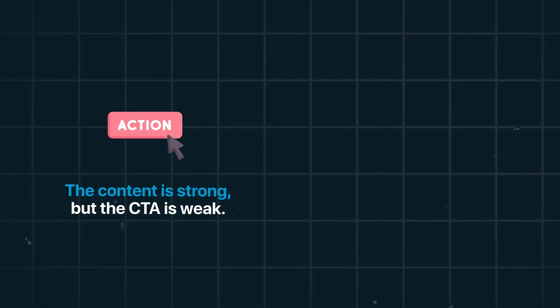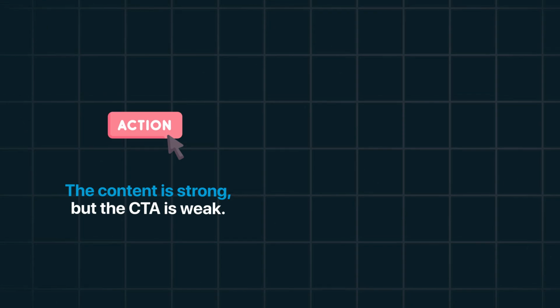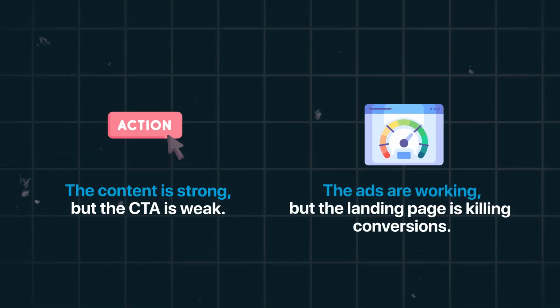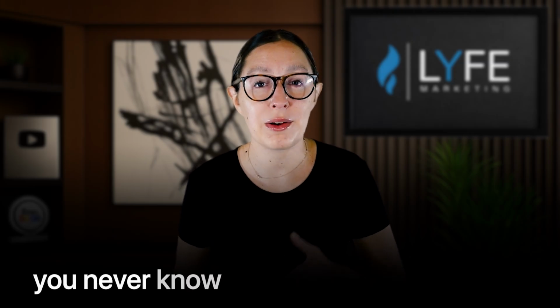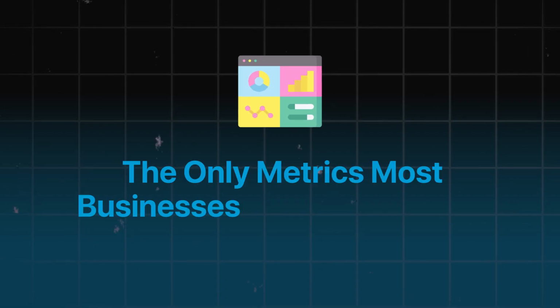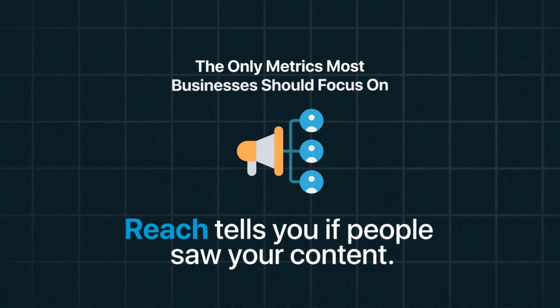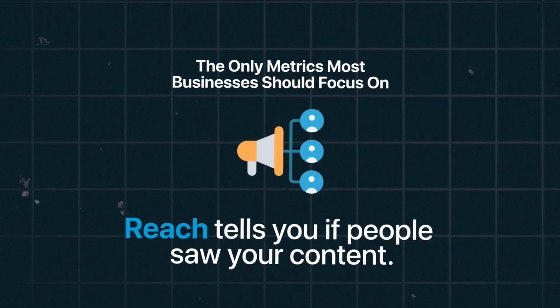Like for instance, maybe the content is strong but your call to action is weak. Or the ads are working, but the landing page is killing conversions. Without analytics, you never know where the real problem is. And if you can't identify the problem, you can't fix it and scale your business predictably. So here are the only metrics most businesses should focus on. Number 1, reach. Reach tells you how many people saw your content.